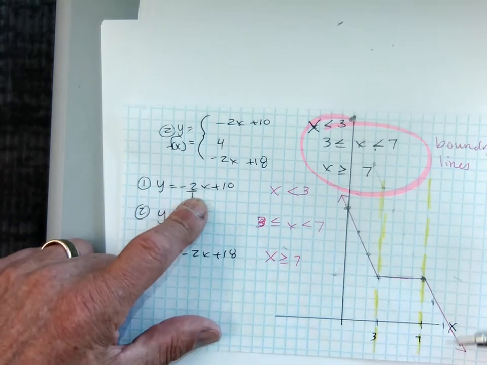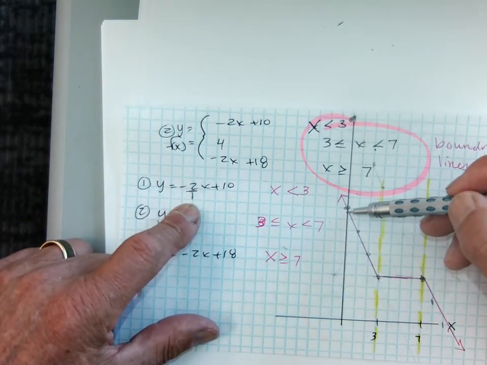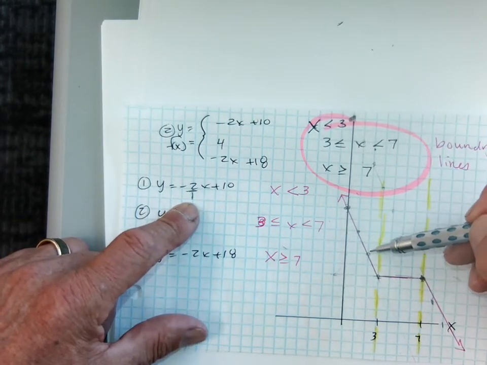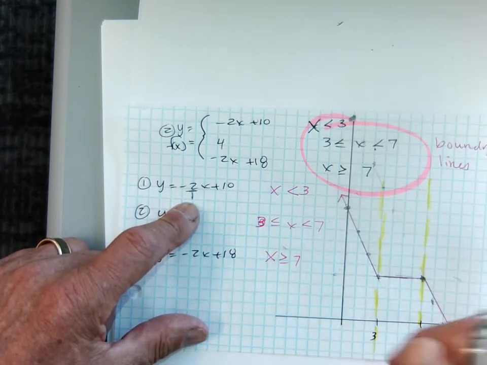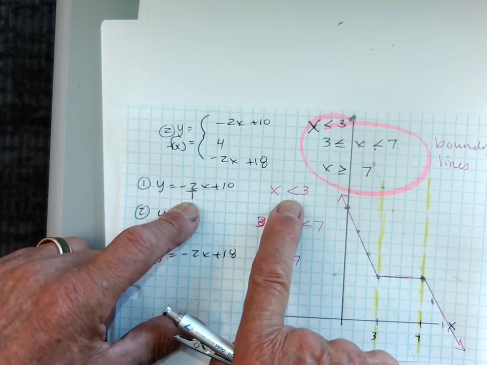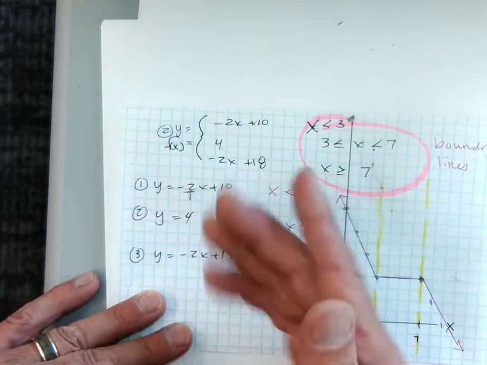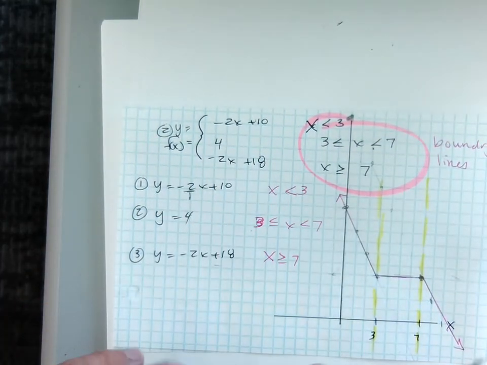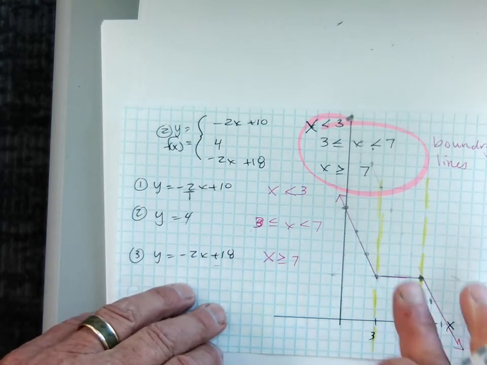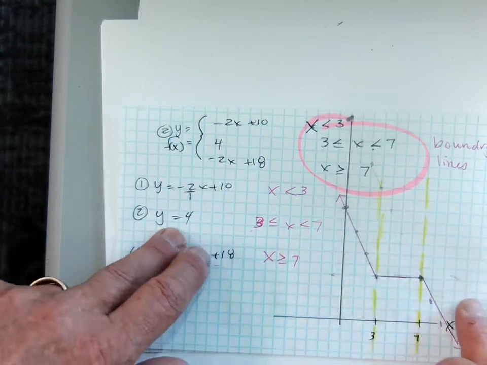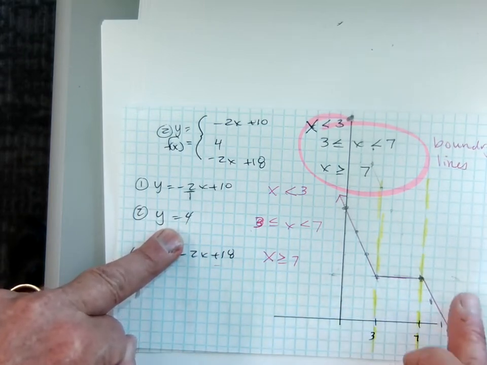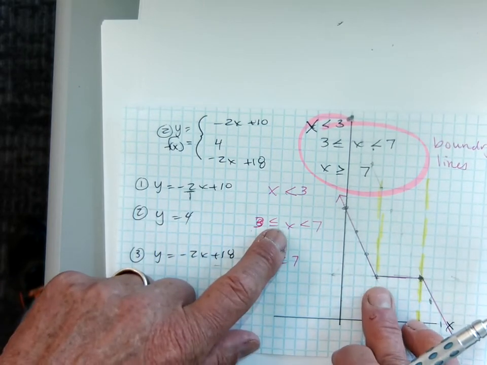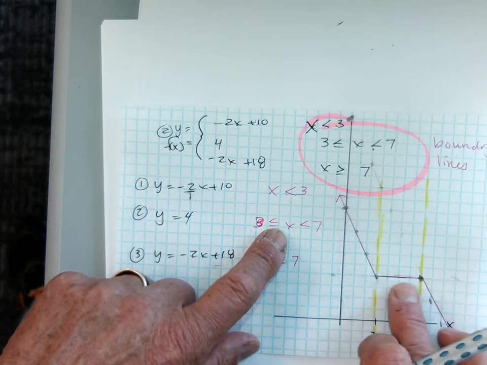I started way up at 10. I went down 1, down 1, down 1. And normally the graph would go all the way through like this, but this first graph is only less than 3, so it's in this boundary. I erased all the rest of this. Only this piece. Second graph, y equals 4, goes across horizontal like this. But I don't want the whole thing. I only want the piece in between 3 and 7.